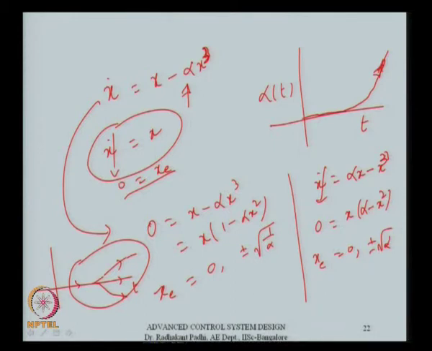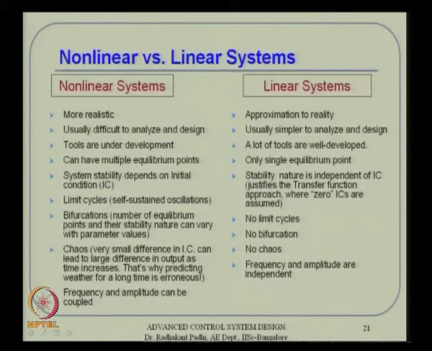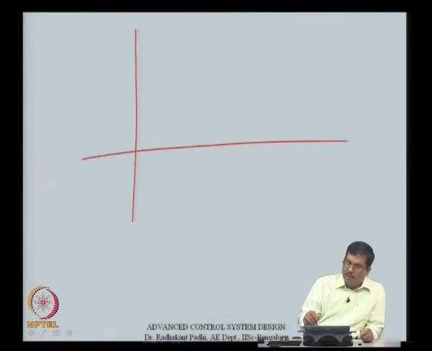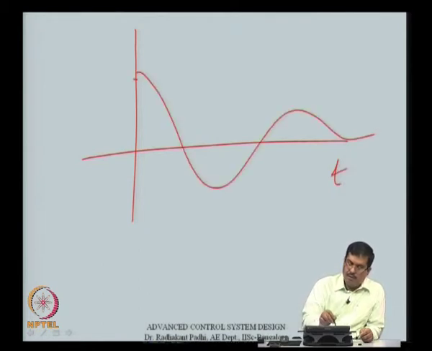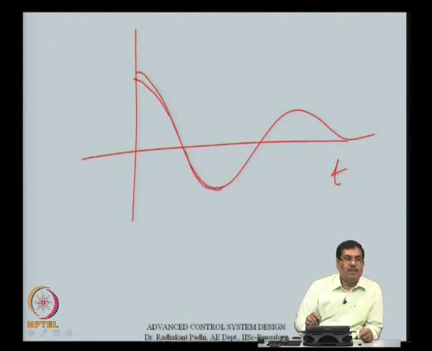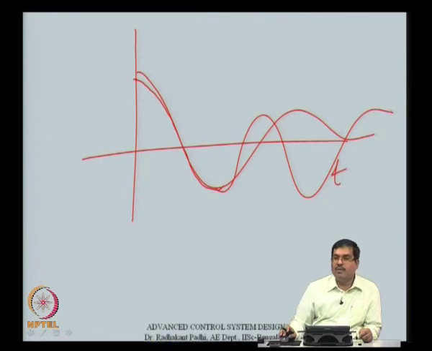So, these are the concepts that are useful for nonlinear systems. That is typically not the case for linear systems. Next is chaos. Chaos is where a very small difference in initial condition can lead to a large difference in output as time increases. Suppose you have a system response like this, and the initial conditions are very close, then you expect the system trajectory to follow very closely. But for a chaotic system, it remains close for a little time and then it will be very different after that.